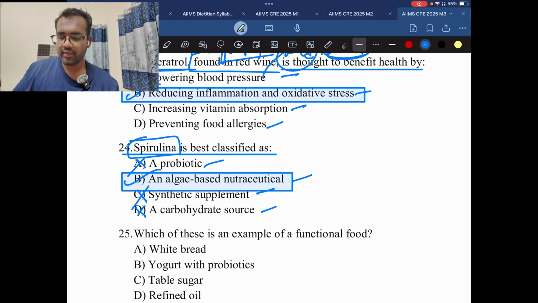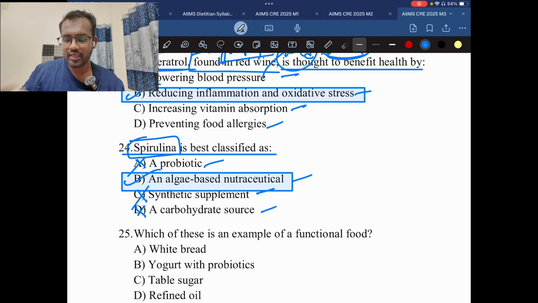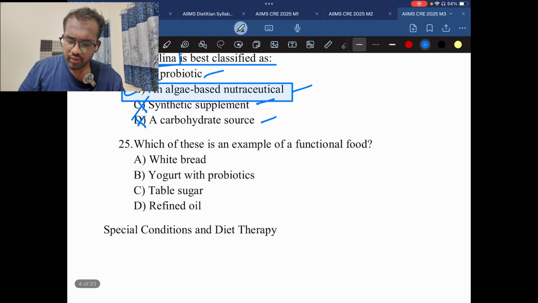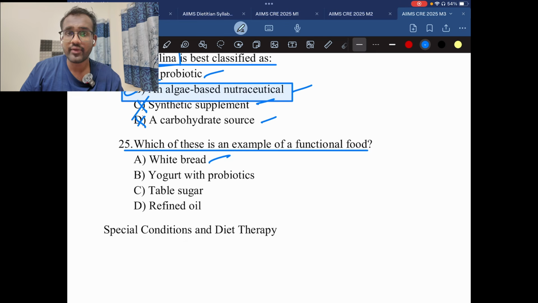That's how you need to eliminate the options and tick it. Even if you eliminate the options and still you are not getting the answer, just tick the long answer. Question number 25. Which of this is an example of a functional food? White bread, yogurt with probiotic, table sugar, refined oil.